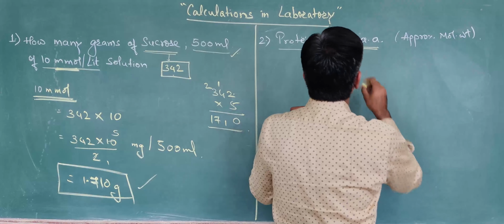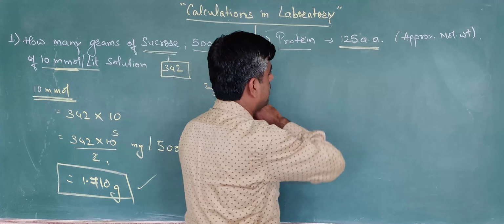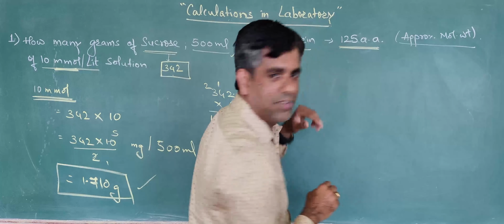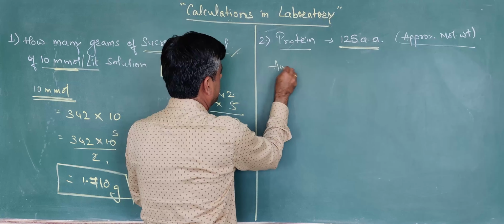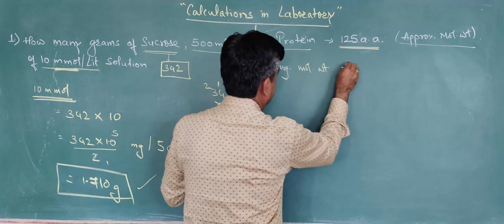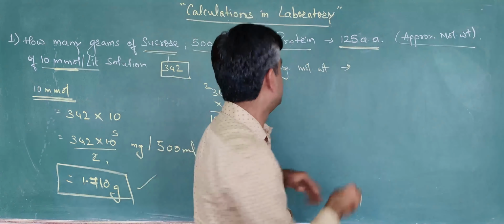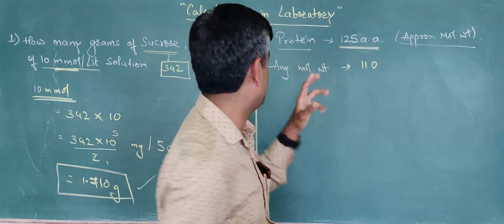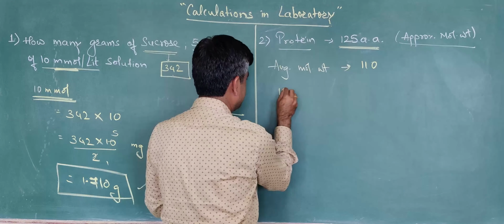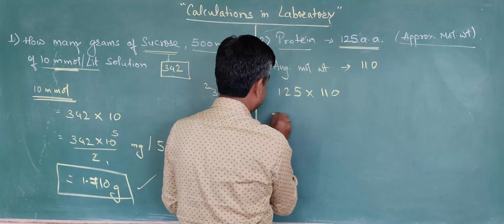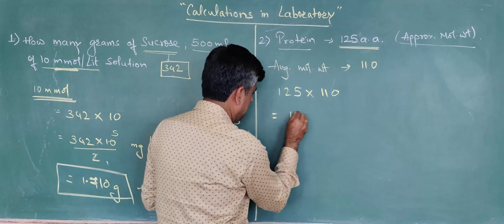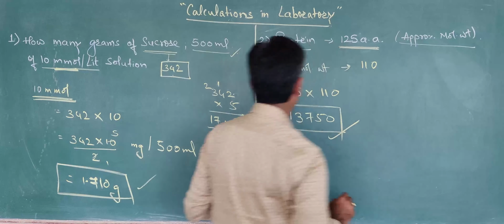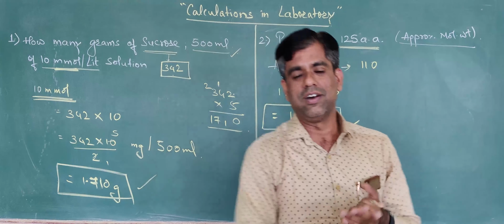This particular protein has around 125 amino acids, and I want to find out the approximate molecular weight. Only this much information, but I think we can do it. We know that the average molecular weight of a typical amino acid is around 110. So it's a simple calculation: multiplied by this will give around 13750. So this particular protein will have a weight of around 13750 Daltons.